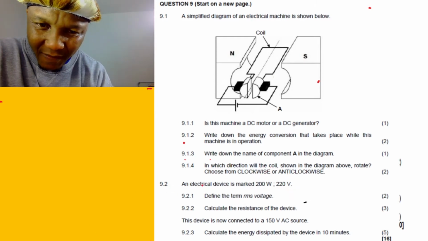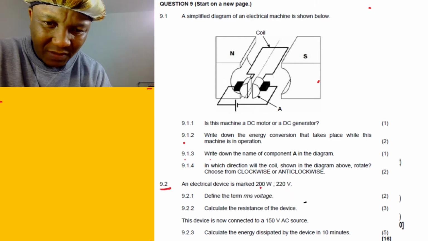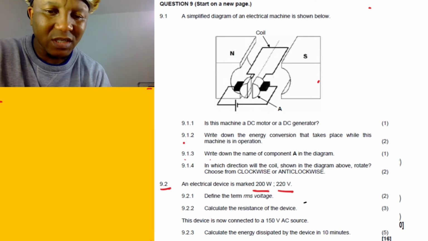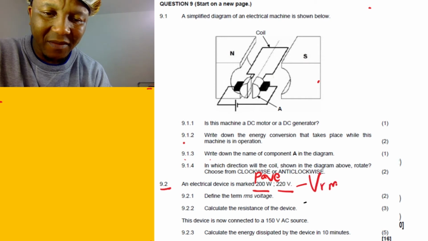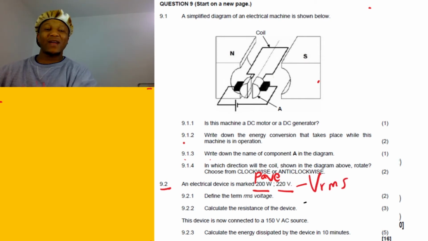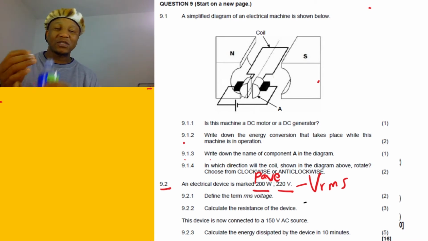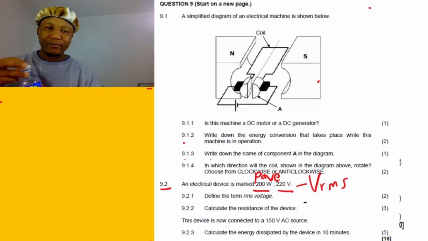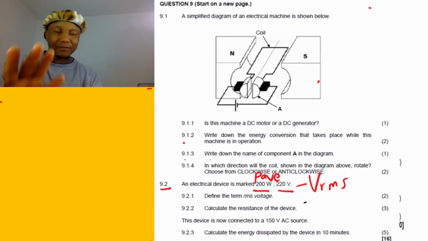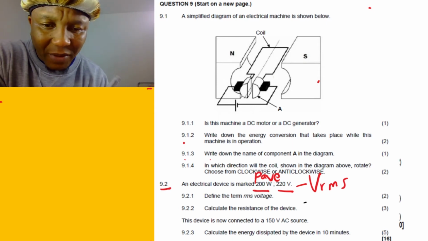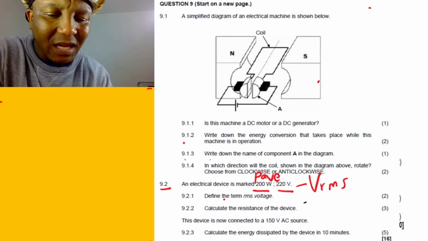So now they say 9.2. They give us watt and voltage. This is average power, and this one here we call voltage RMS. Memorize it, okay? That's power and voltage. And how do you know that? These questions always give it to you like that.